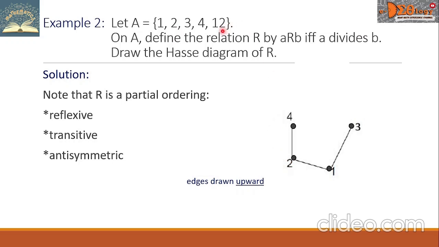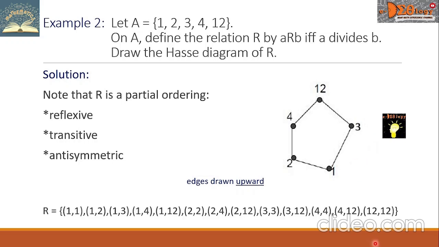Next, we have the element 12. This 12 can be divided by 4 and 3. So we have now the dot 12 connected to both 4 and 3. This is now the final answer. For additional information, we wrote here the elements of the relation.